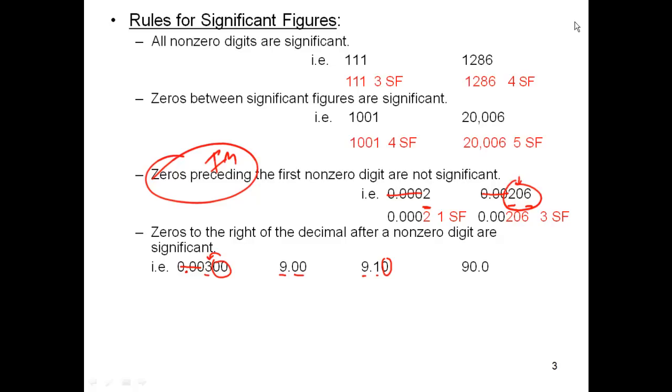What about 90.0? Well, we know that 9 is significant because it's a non-zero digit. We know that last 0 is significant because it follows the decimal and it's to the right of a non-zero digit. But what about that 0 in between? Well, since the 9 and the 0 are significant, this goes back to rule number 2, that 0 is in between some significant figures. Therefore, all 3 are significant digits.